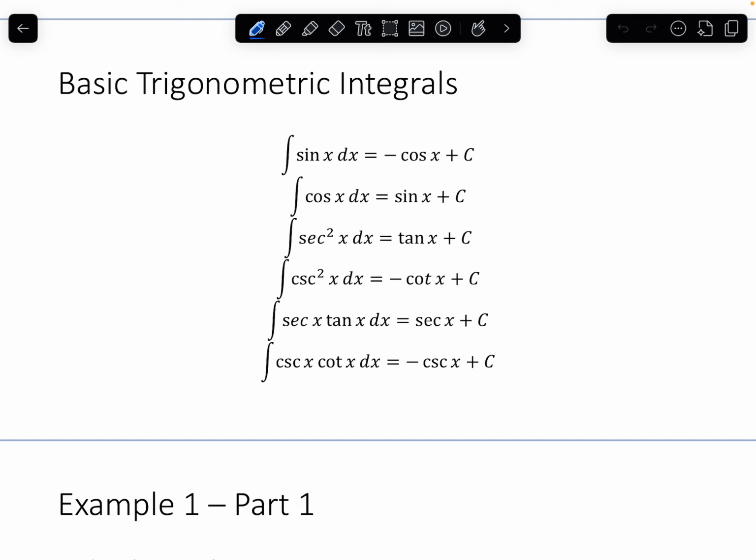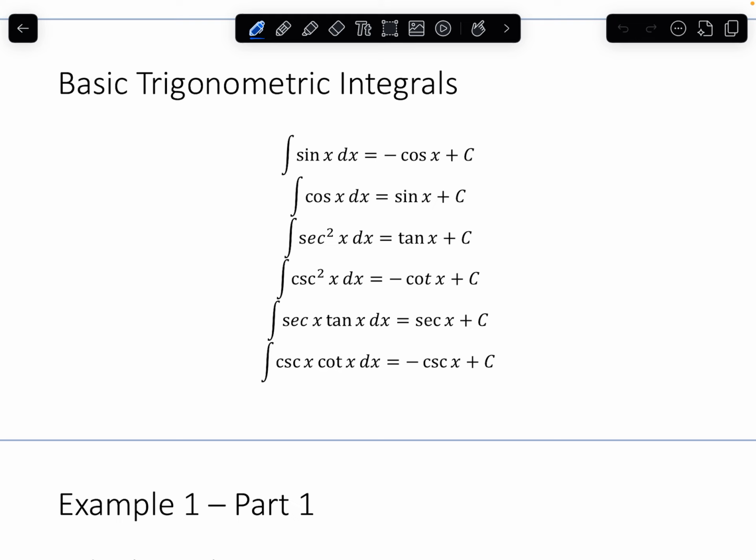The integral of the sine of x dx is negative cosine of x plus c. The integral of the cosine of x dx is the sine of x plus c. The integral of the secant squared of x dx is the tangent of x plus c. The integral of the cosecant squared of x dx is the negative cotangent of x plus c.